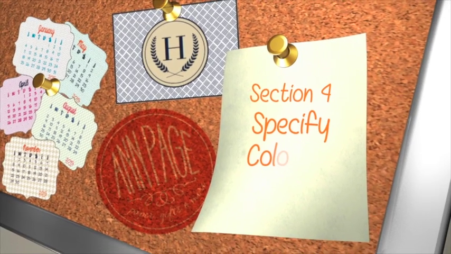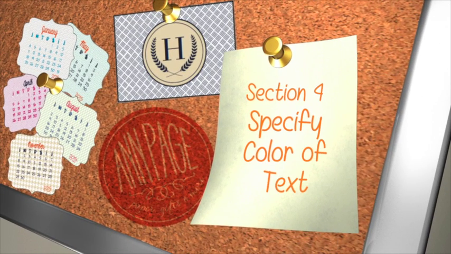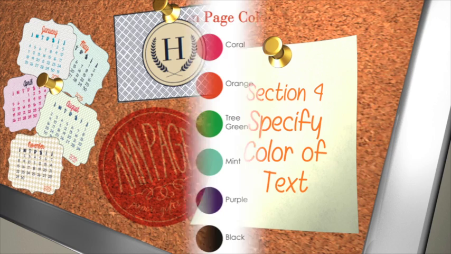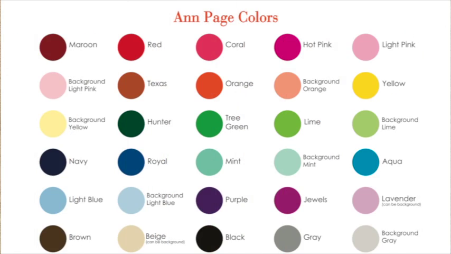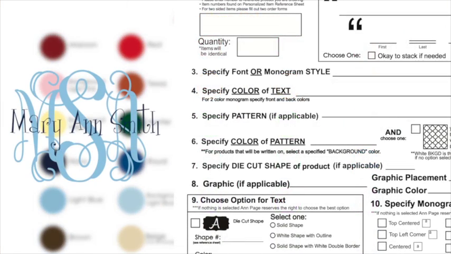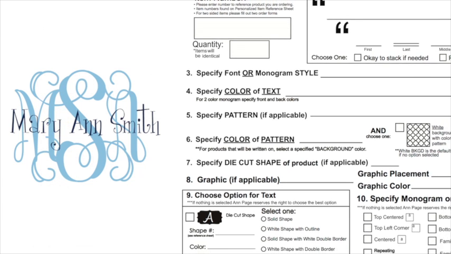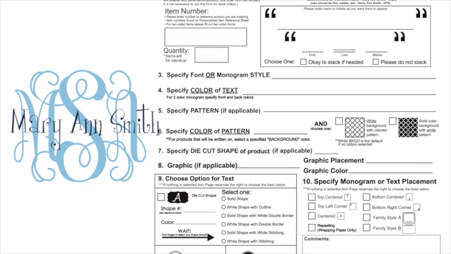Section 4. Specify the color of the text of the font or the monogram style. Choose a color for the text or monogram style. If the monogram style is 2 colors, please indicate both colors and which part of the monogram is which color. For example, the M14, MSA in light blue, Mary Ann Smith in navy.